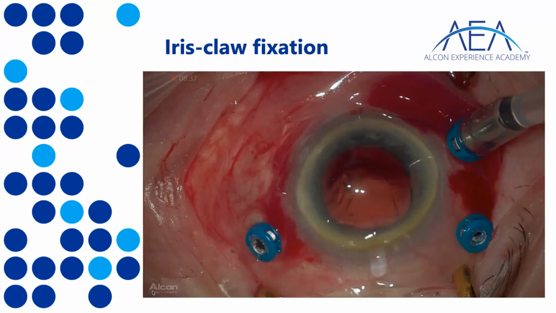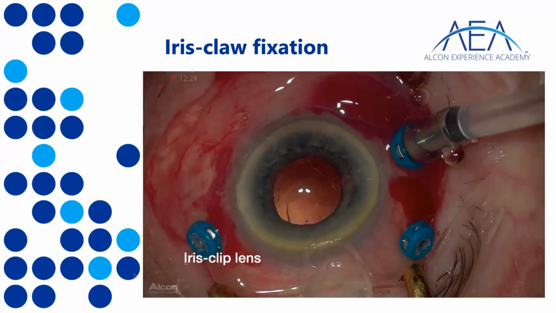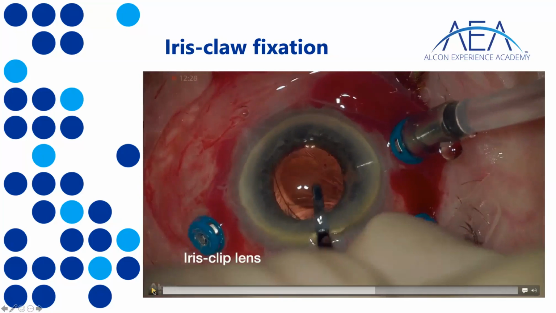At this stage, you insert the iris clip. Now, let's pause. Let's see if this works. I skipped a bit in editing this video. So here and here I have created 2 paracenteses with an MVR 25, 23, 20, whatever you want to use. It doesn't particularly matter.